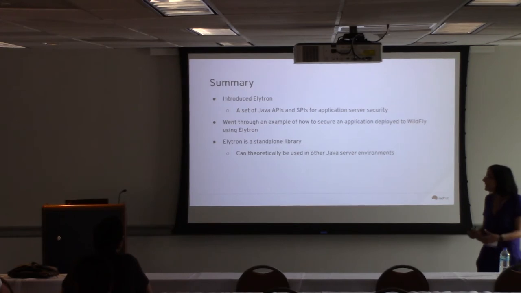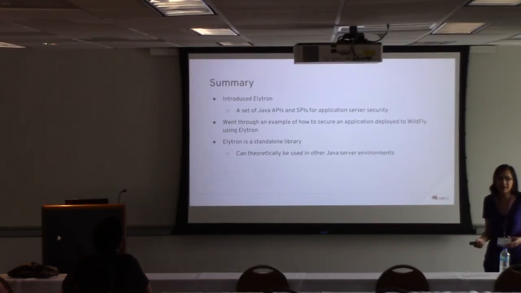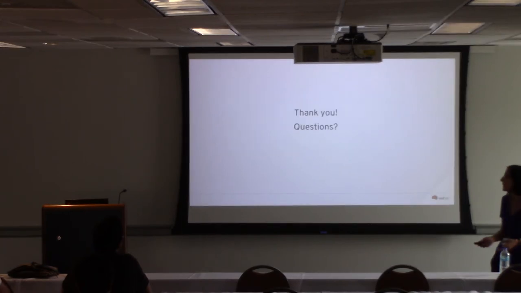So today, we've talked all about Elytron, which is a set of Java APIs and SPIs for application server security. We went through an example of how to secure an application that's been deployed to WildFly using Elytron. And the important thing to keep in mind is that Elytron is a standalone library, so it can theoretically be used in other Java server environments.